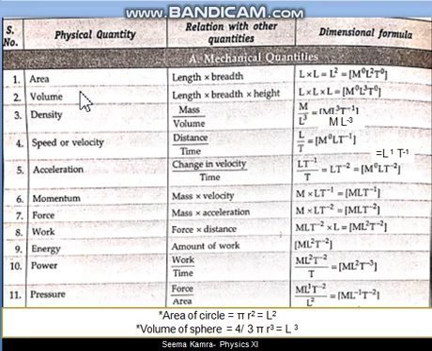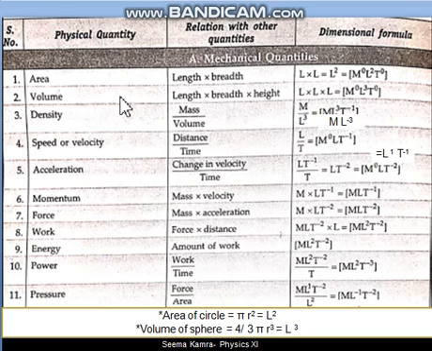In the same manner, if we proceed to volume, suppose volume of a cuboid is given, the formula is length into breadth into height. All the three quantities are lengths only, means they are measured in meters or centimeters, so they are not mass or time, they all are lengths. So we will write L cube as the answer. We can write M0, L3, T0.